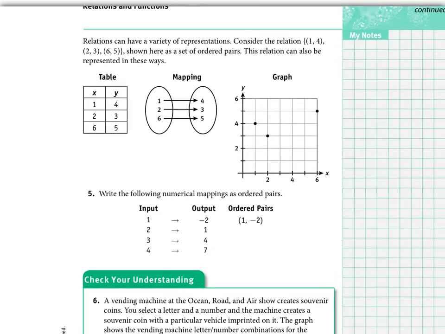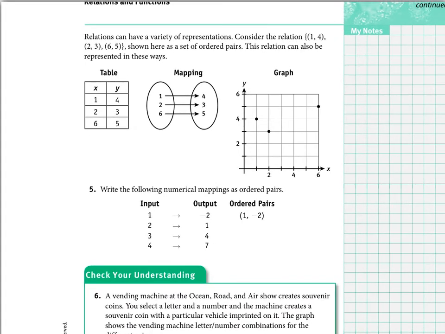So here you have relations and functions. Here it says relations can have a variety of representations. There's multiple ways to have a relation. So if we consider these ordered pairs here, 1, 4, 2, 3, and 6, 5, you can write it multiple different ways. We can write it in a table. So you have 1, 4, 2, 3, and 6, 5. 1 being the x, 4 being the y, 2, 3, 6, 5.